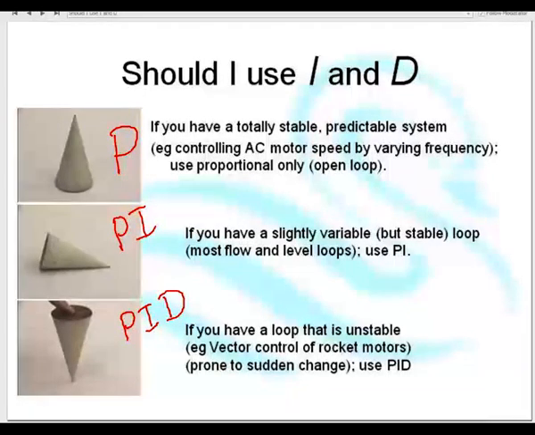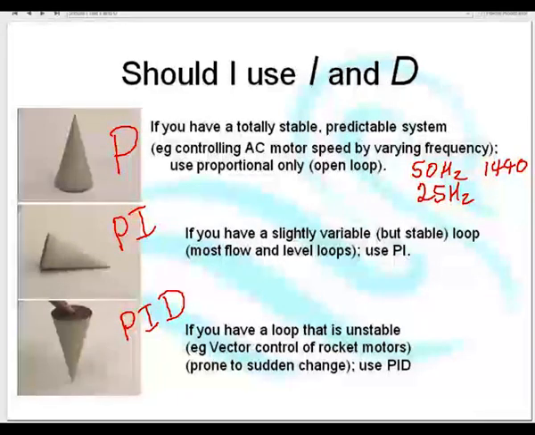So, a couple of questions. Let's take a system which is entirely predictable. Let's say an AC motor. A 4-pole AC motor running at 50 hertz would be going roughly what speed? How many RPM? Okay, roughly 1500, let's call it 1440, because I've got a little bit of slip there. So if I'm going 1440 RPM at 50 hertz, what would I be doing at 25 hertz?